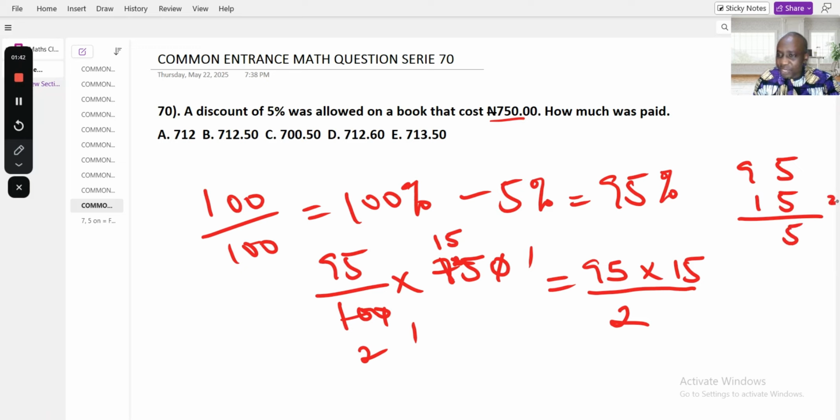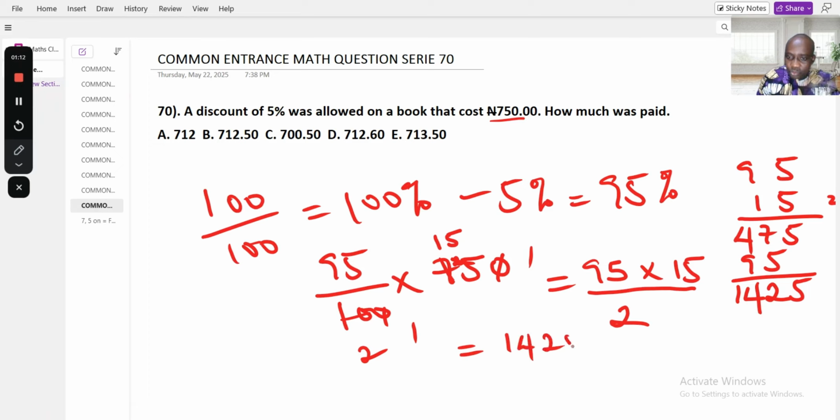5 here, remainder 2. 5 times 9, 45. Plus 2, 47. 1 multiplied by 5, 5. 1 multiplied by 9, 9. 5 here. 7 plus 5, that is going to give us 12. Remainder 1. 4 plus 9, 13. Plus 1, 14. Therefore, we have 1425 divided by 2.